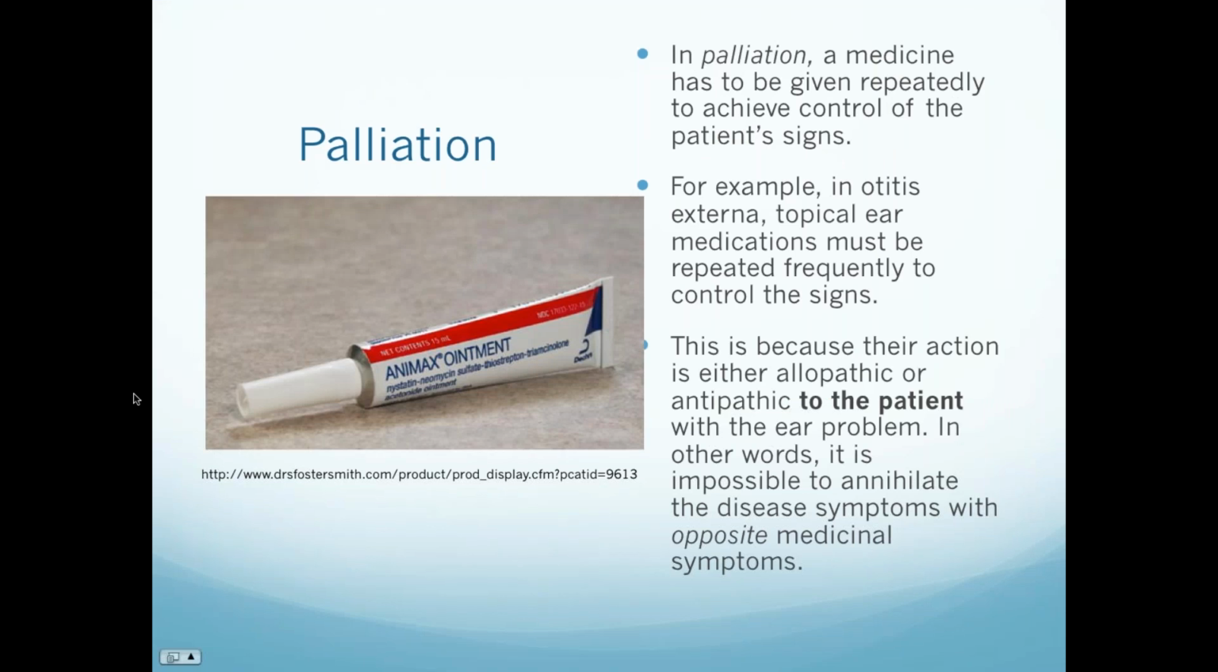In palliation, a medicine has to be given repeatedly to achieve control of the patient's signs. For example, in otitis externa, topical ear meds have to be repeated frequently to control the signs. This is because their actions are either allopathic or anapathic to the patient with the ear problem. In other words, it's impossible to annihilate the disease symptoms with opposite medicinal symptoms.